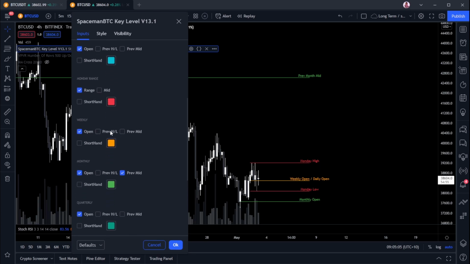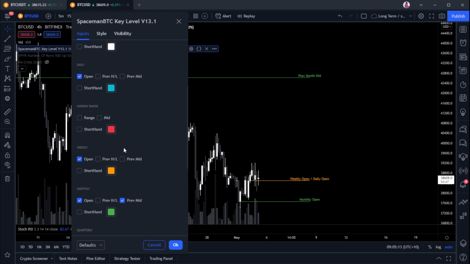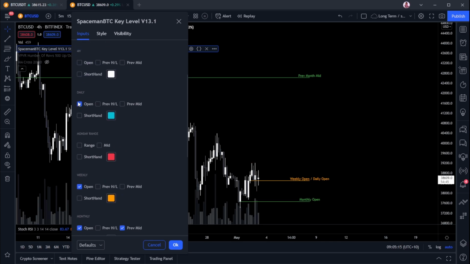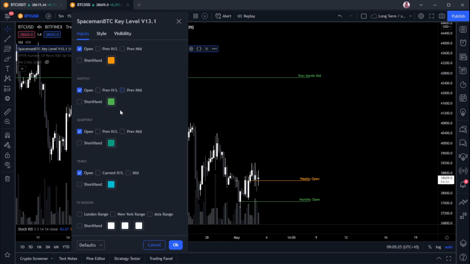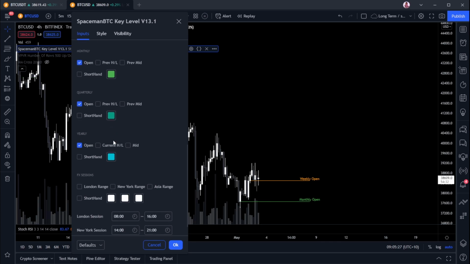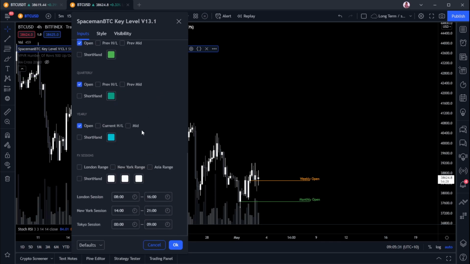Then we have the Monday ranges. I rarely use Monday ranges, but some people do find them useful. I'm just going to untick these as I go to show you guys what I'm primarily using. Then we come down to the weekly, which gives the same settings as everything before. Weekly high and low, weekly previous mid. Monthly is the exact same, so is quarterly. And you can actually come in and change whatever color you want these lines. And then we have yearly.